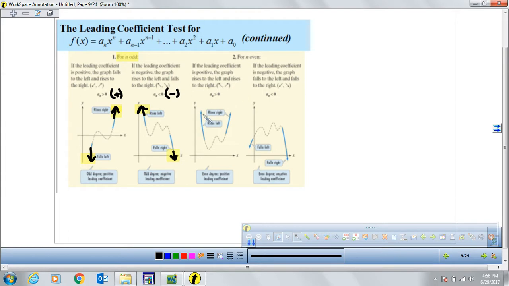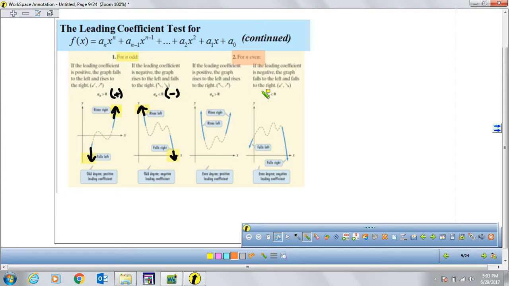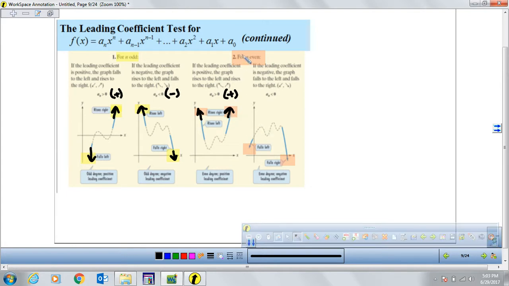Okay. Now, in the other scenario, we have a case where the degree is even. If the degree is even, there are two things that can happen. Either the two ends of the function go up or the two ends of the function go down. So it has the same behavior on both sides. If the leading coefficient is positive and the degree is even, then both ends, left and right, are going to increase. And if the leading coefficient is negative with an even degree as well, both ends of the function are going to go down. That's called the end behavior.